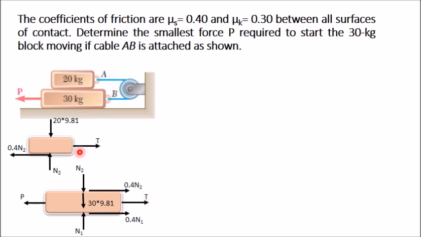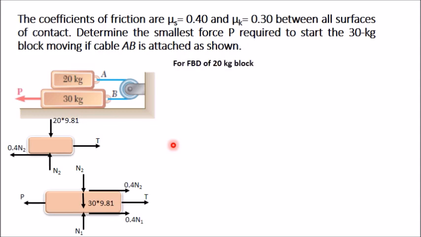Now again you will get two equations of equilibrium for this block. From those two equations of equilibrium you can determine both N2 and T. Once you get the values of N2 and T, you can put these two values here, then you can get the value of P. So first apply equations of equilibrium for this particular block, that is the 20 kg block.